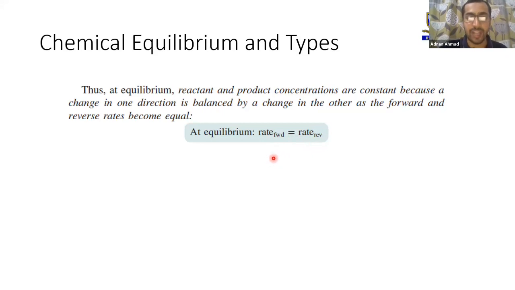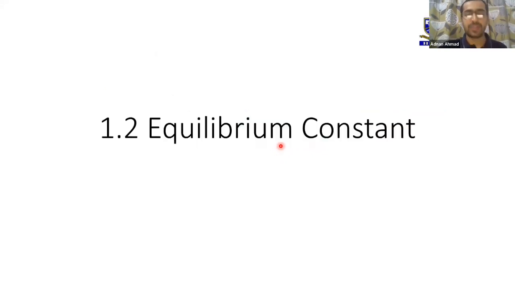And this type of equilibrium is called dynamic equilibrium, because the reaction is not completed yet. The reaction never gets to completion. Only the rates get balanced, at different concentrations. So this was our first topic.